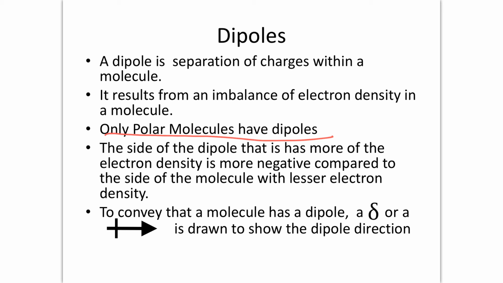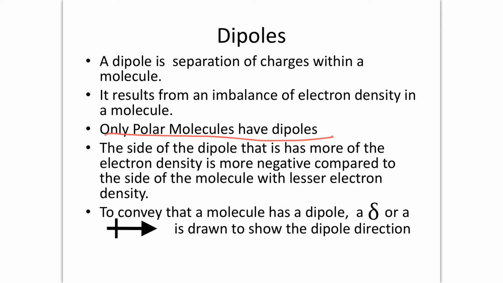The side of the dipole that has the more electron density is the more negative side of the molecule compared to the other side with the less electron density. That does not mean that the side of the molecule is negative, like an ion. It just means that it has more negative character than the other side. And that is a big deal when you talk about intermolecular bonding.